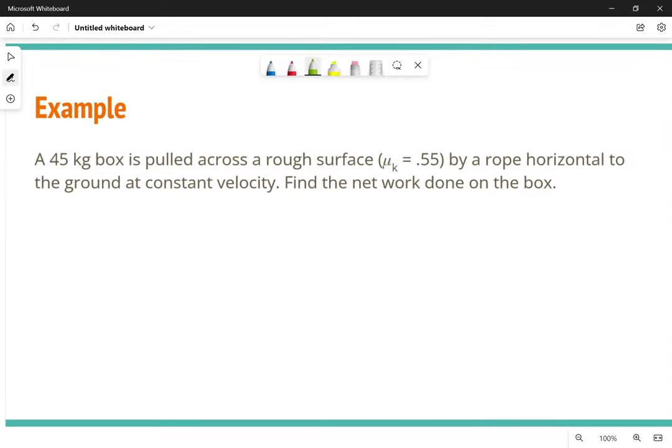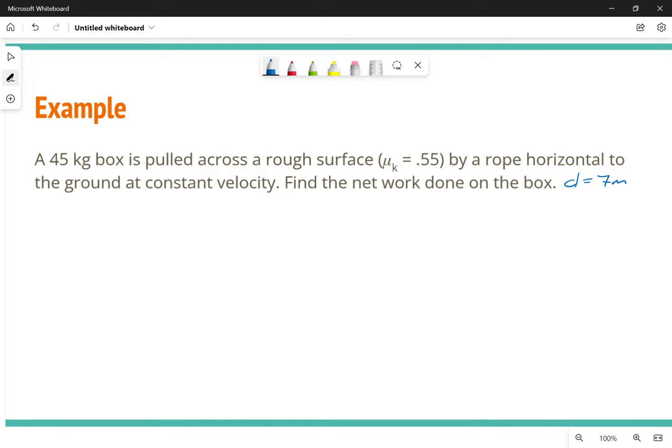So here we've got a 45 kilogram box pulled across a rough surface by a rope horizontal to the ground at constant velocity. And I want to find the net work done on the box. And immediately I notice that once again I failed you by not giving you a displacement. So let's say the displacement here is, I don't know, 7 meters.